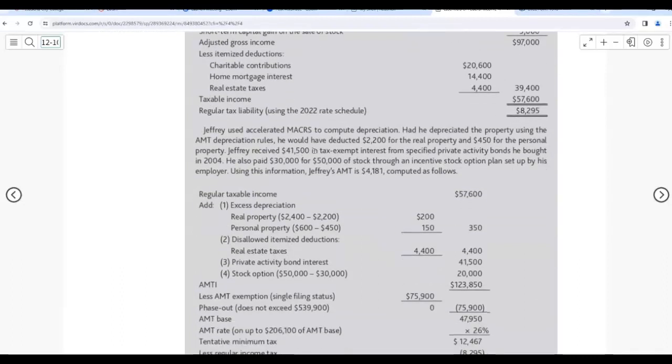Jeffrey received $41,500 in net tax-exempt interest from a specified private activity bond he bought in 2004. It's tax-exempt, so it's not showing here. He also paid $30,000 for $50,000 of stock through an incentive stock option plan set up by his employer. So he paid $30,000 for something that technically has a $50,000 fair market value. Using this information, compute Jeffrey's alternative minimum tax as follows.